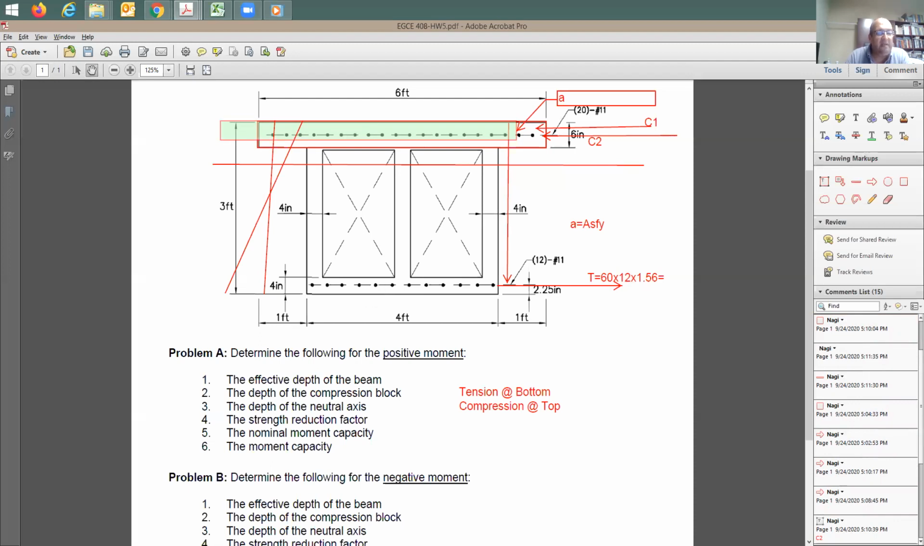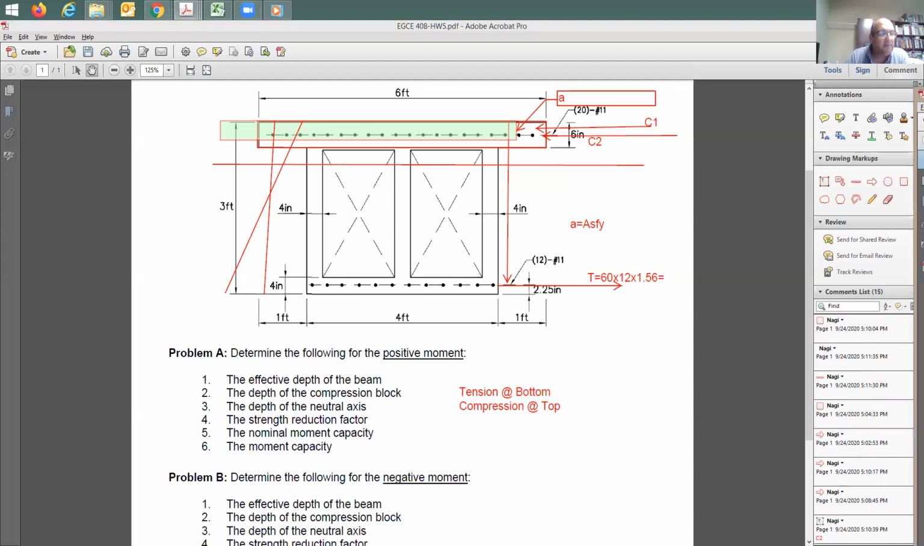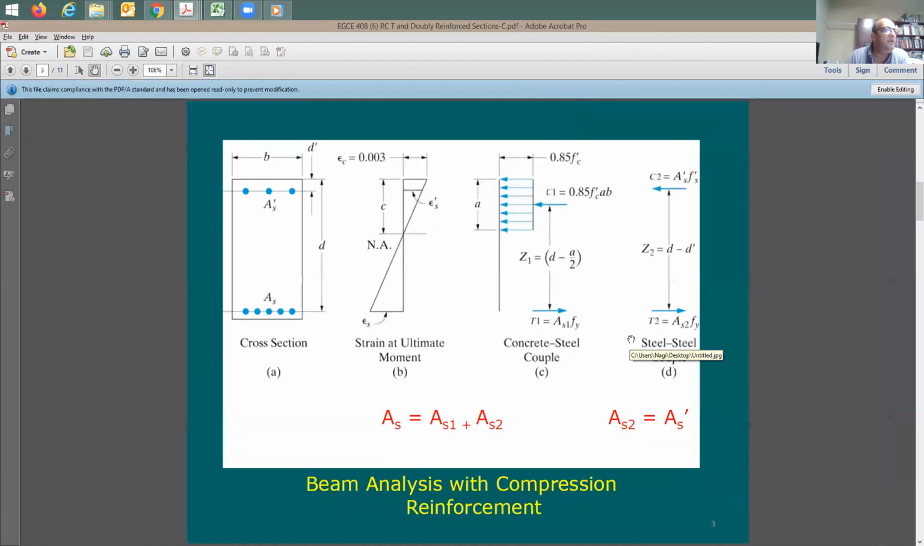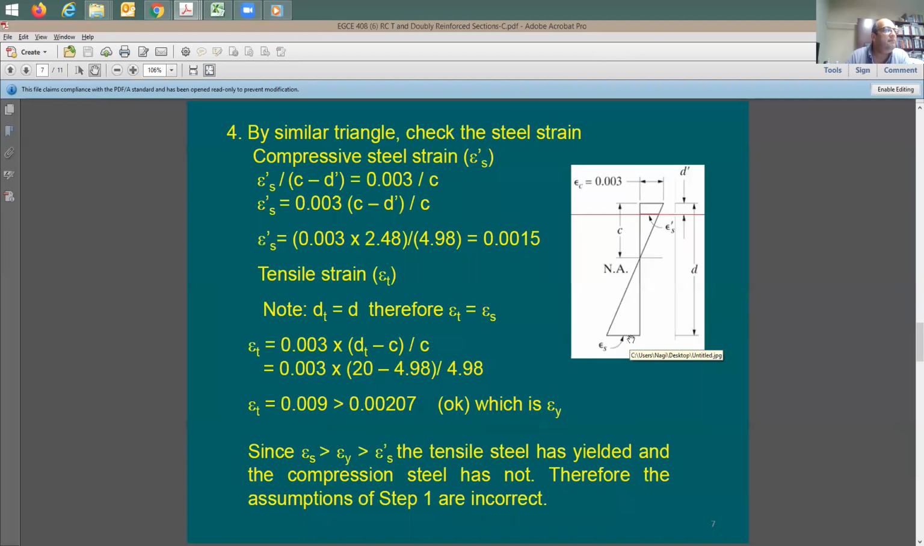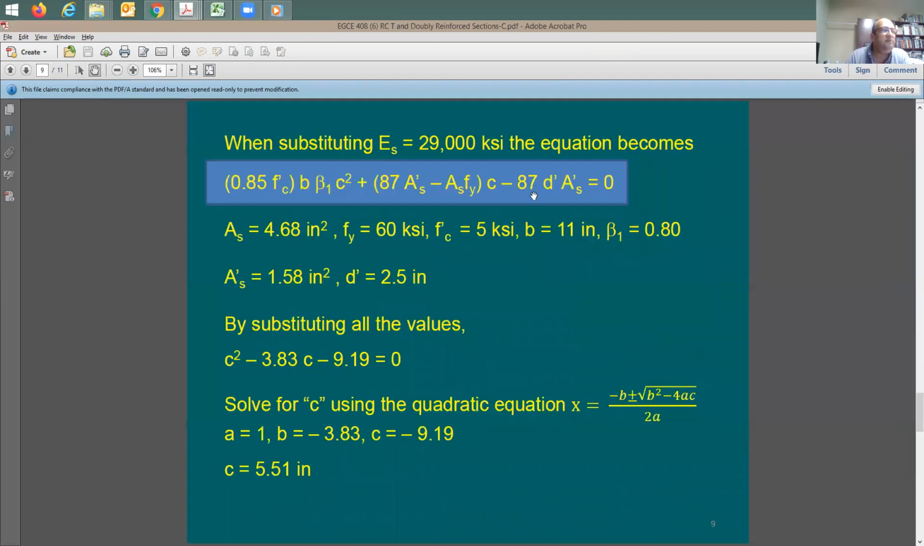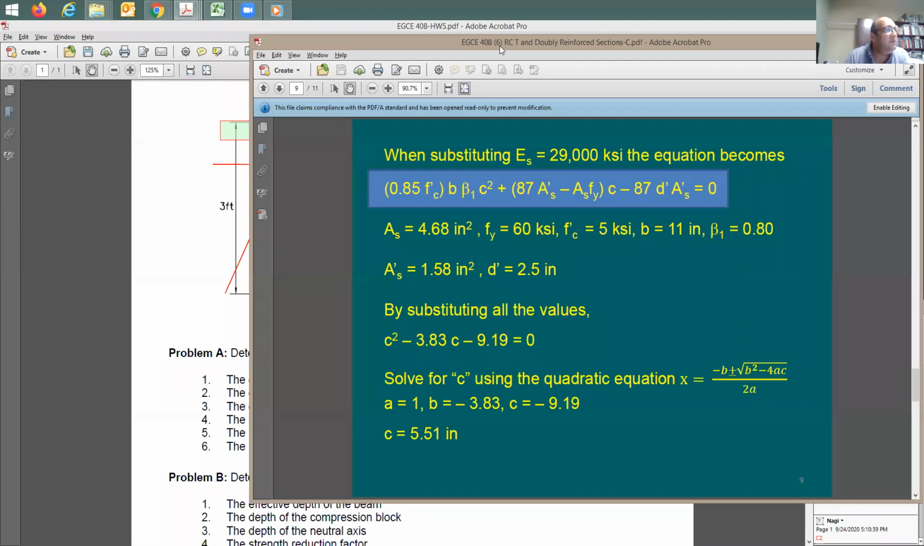If the top is not yielding, what do you do? Here's what you need to do. You do this equation, you just use this equation. In this equation, you have two unknowns: the C and the strain in the steel, or the stress in the steel. Which slide set is this? Oh, it's slide set number 6. This one you have compression reinforcement.